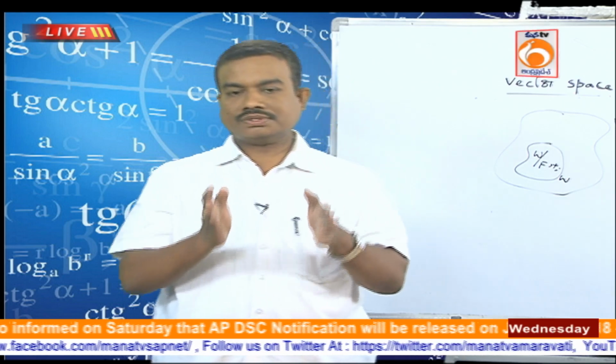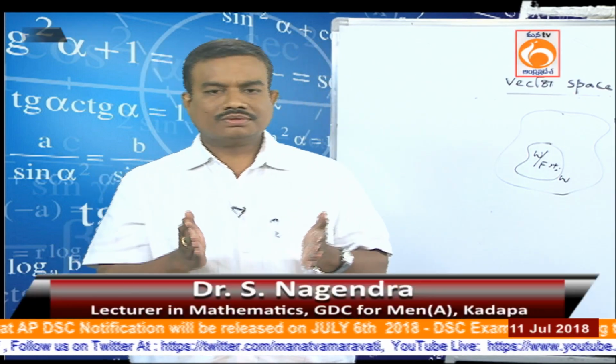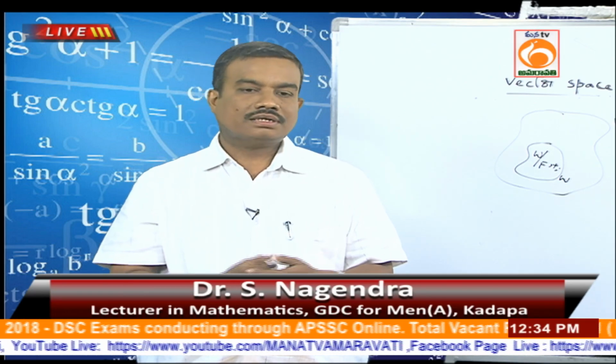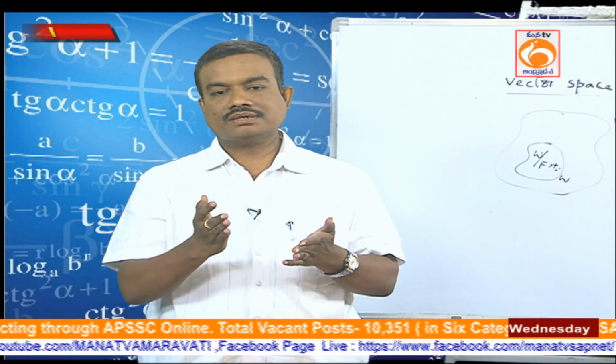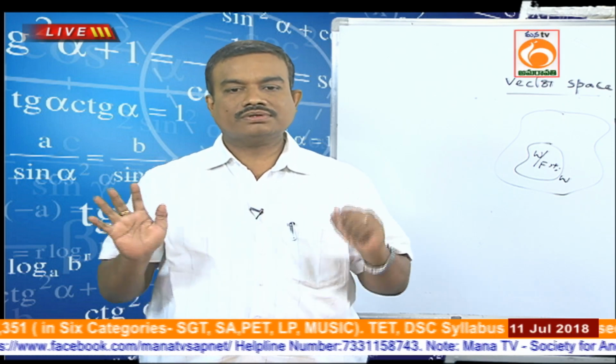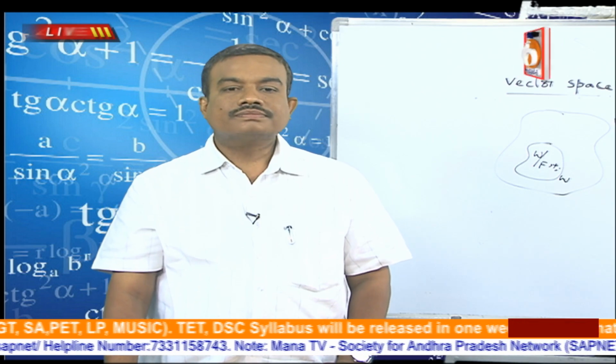Take a non-empty subset, because it should have some elements; only then can we talk about anything. That is why we start with a non-empty subset W. If W itself satisfies all these axioms of a vector space, then W is called a subspace of V.